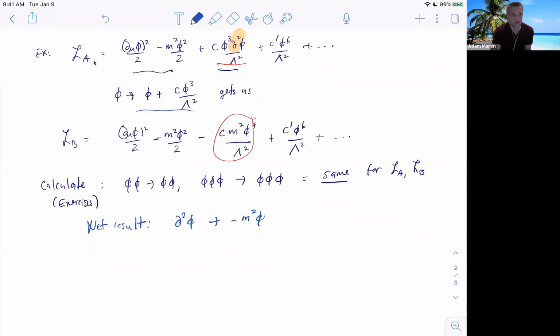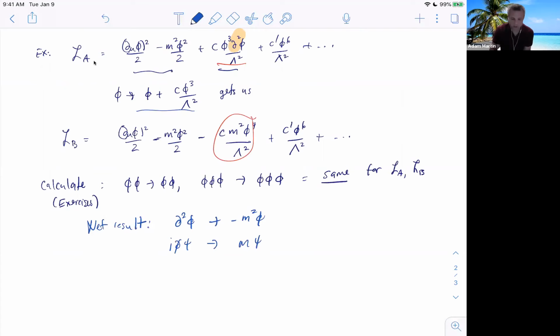Not specific to scalars. Similarly, if I'm wandering around and I see a higher dimensional term that looks like i d slash phi, I can just write that as m times the fermion, similar for gauge fields. Right. So the net result is just that, but it does have its origin in a field redefinition.